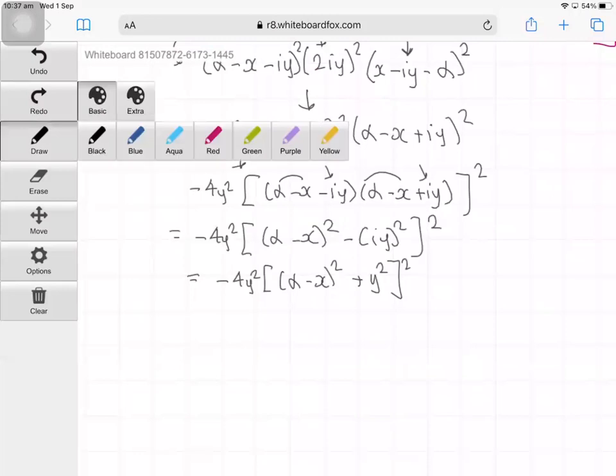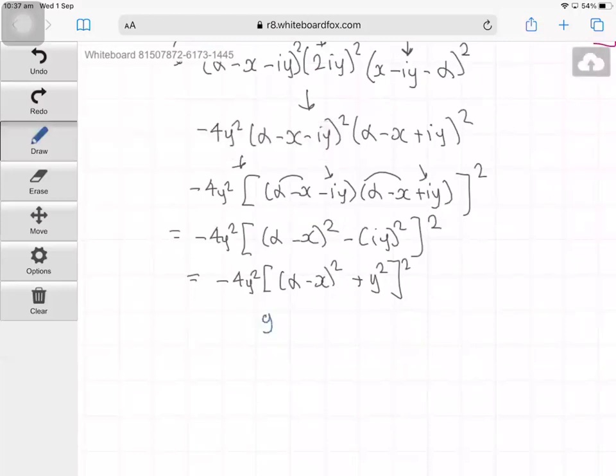Okay, and now remember, y is not equal to 0. And since y is not equal to 0, it means that y squared is greater than 0. So that means you have a y squared here and a y squared here, so that's greater than 0. And alpha minus x all squared is at least 0. And we have a minus 4, which is negative at the front, which means this entire expression is less than 0.